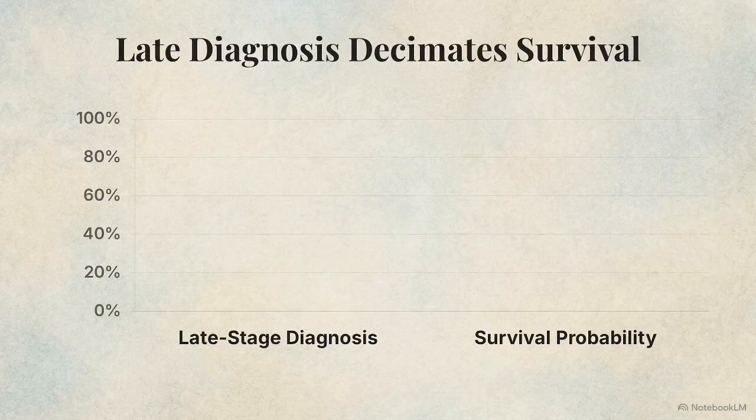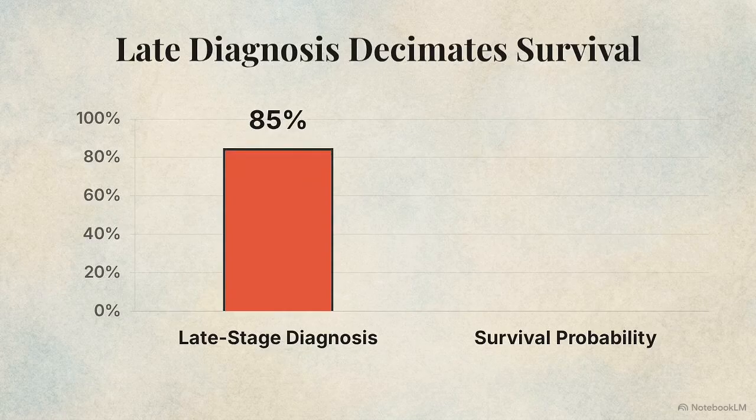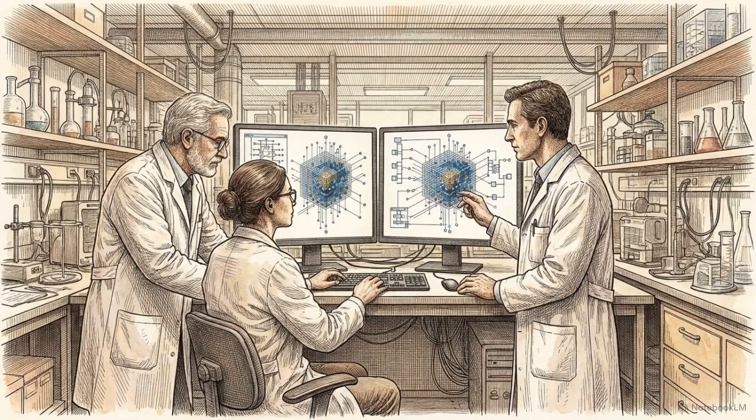This chart outlines the diagnostic reality. 85% of cases are caught in the late stages, after the malignancy has already spread. Because of this structural delay, the overall survival probability drops to less than 15%. To solve this timing failure, researchers at the Mayo Clinic developed a highly specialized artificial intelligence model called RadMod.